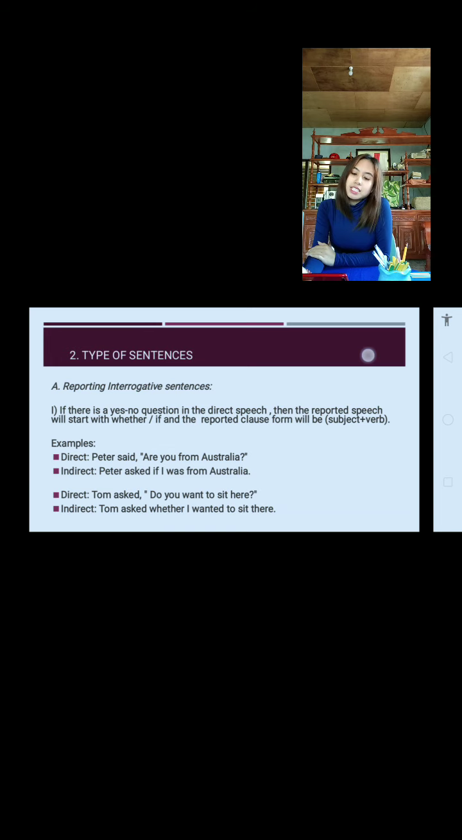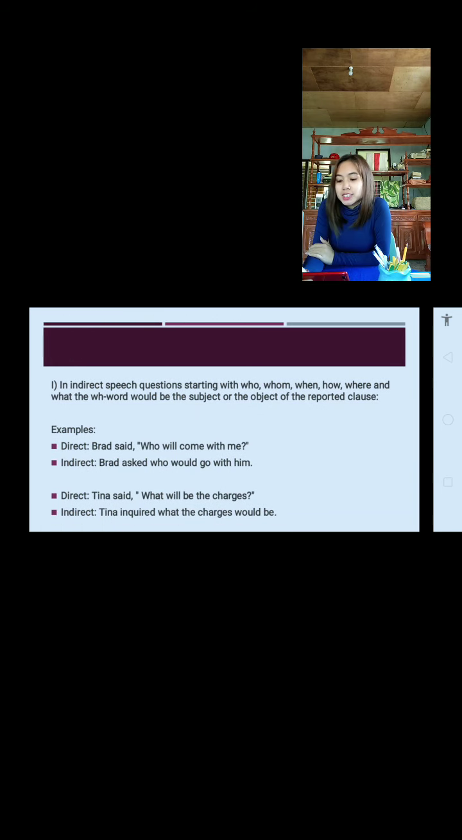Next, in indirect speech, questions starting with who, whom, when, how, where, and what, the WH word would be the subject or the object of the reported clause. For example, we have direct speech. Brad said, "Who will come with me?" When we transform it to indirect speech, it will become, Brad asked, because he is asking, Brad asked who. We will put who. Then after that, who would go with him?